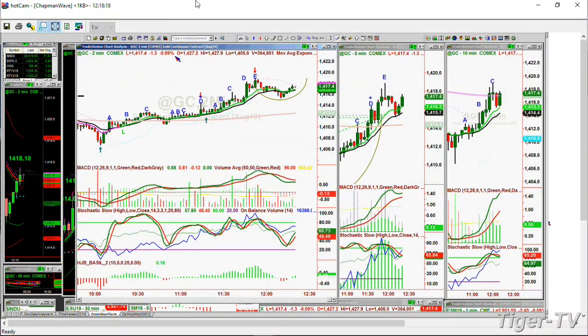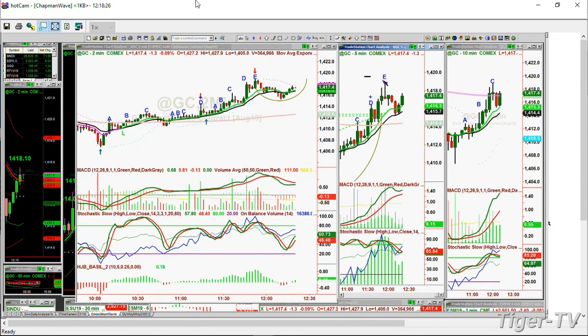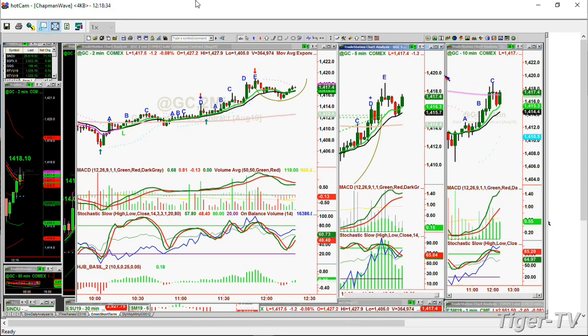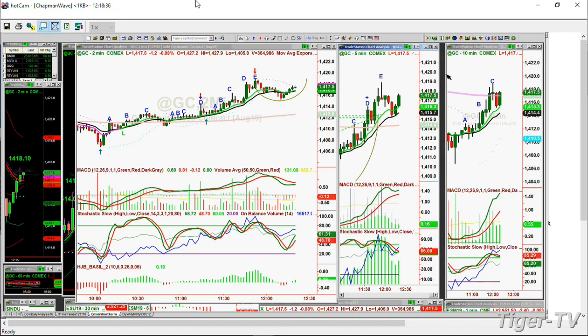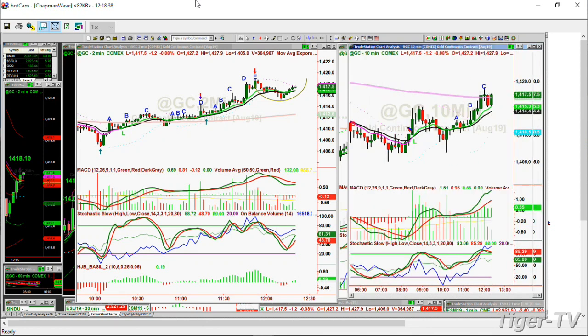Hi, folks. Let me just show you this quickly. This is on the 2-minute chart of gold continuous contract, and I'm a little behind. The real price is down $1.03 right now at 1417. The 2-minute chart has gone to a peak E and is trying to make a cup formation. The 5-minute chart has gone to a peak E and is holding the 14-period moving average, attempting to rally.